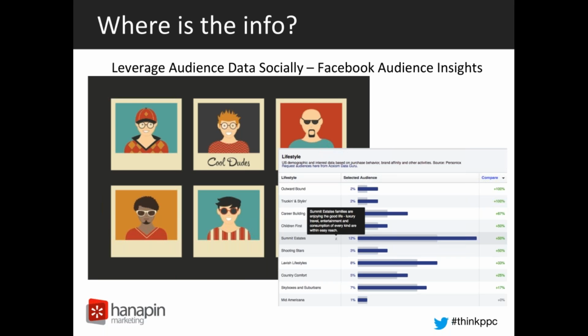And from this view here, we can see that the largest portion of our Facebook connections are categorized as Summit Estate families. And if you can read the small black box there, it categorizes them as individuals for whom luxury, travel, entertainment, and consumption of goods come with ease. And I think, again, this is great news for our client because they're selling clothing and accessories that tend to be on the higher end of the cost scale.